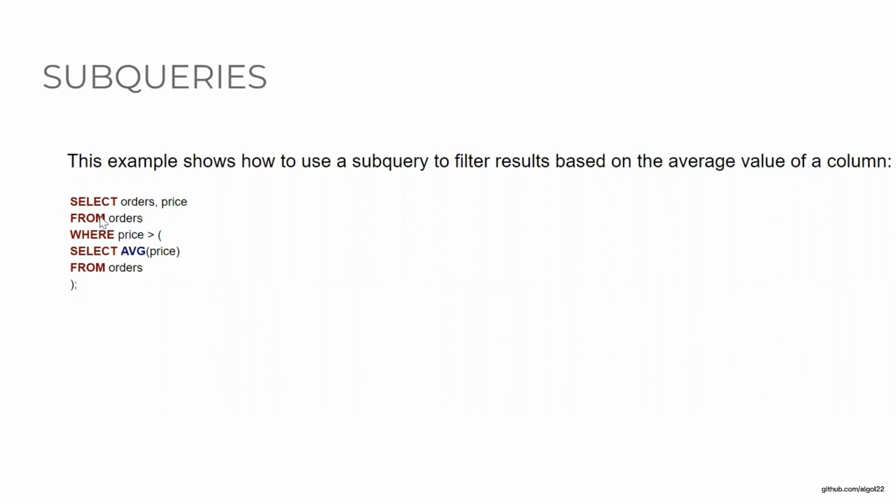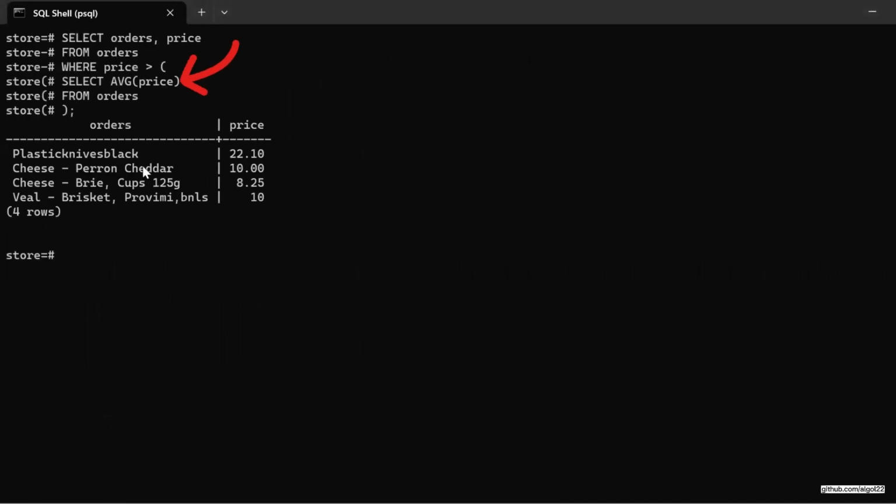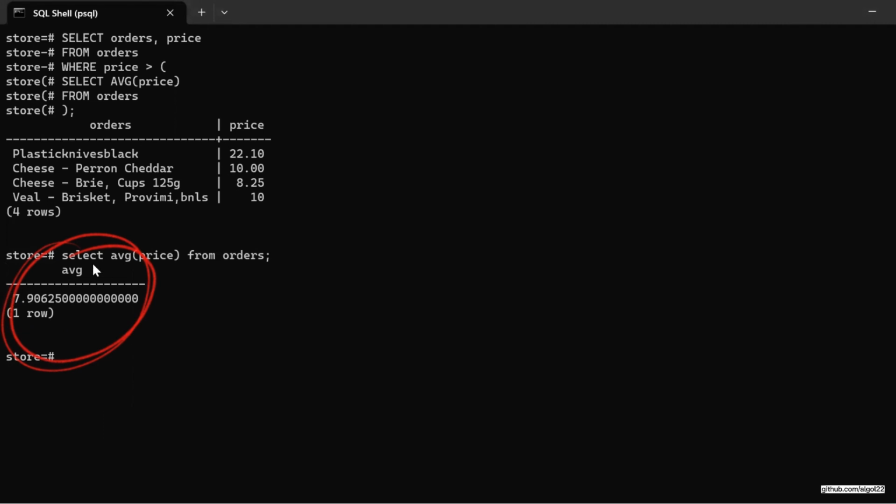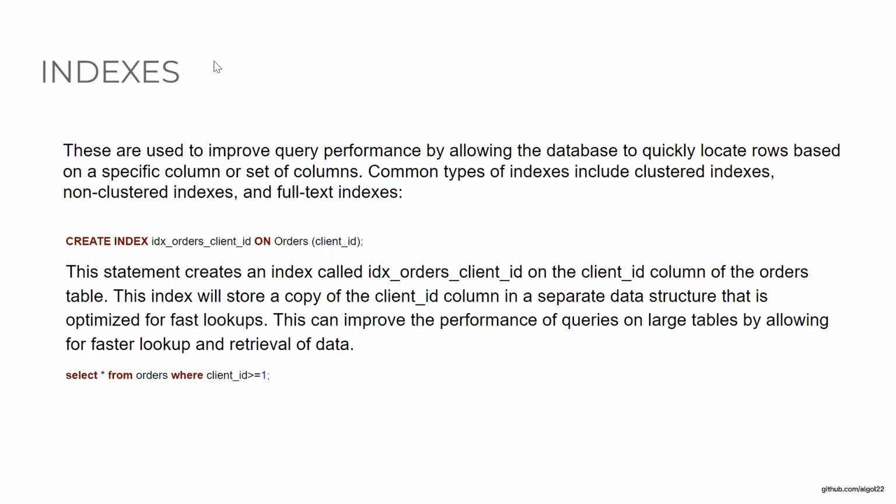Subqueries are designed to add an additional query in our main query. For example, we can see that we select average price in our subquery, and in the main query we select prices that are more than our average price. And if we select average price, we can see that our prices are more than this 7.9.